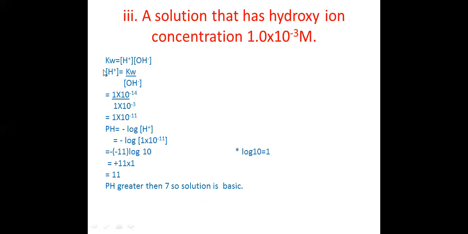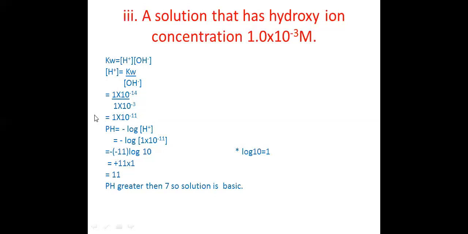By taking the hydrogen ions out, we have Kw, or hydroxyl ion concentration. The value of the water dissociation constant is 1 into 10 raised to power minus 14, and the given value of hydroxyl ion is 1 into 10 raised to power minus 3. The answer is 1 into 10 raised to power minus 11.